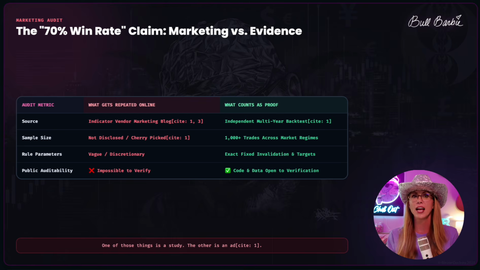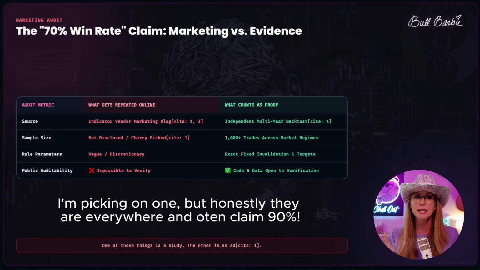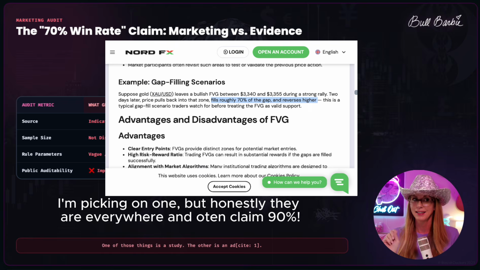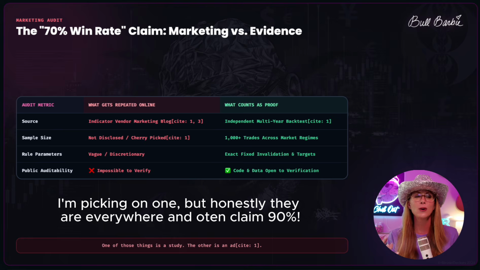Now, the part that should actually bother you is you've probably heard that fair value gaps fill around 70% of the time. So where does that number come from? An indicator vendor's marketing blog, the same company selling you the tool that detects them, is the one that put this information out, okay? There's no disclosed sample size, there's no published methodology, no one instrument, time frame, or date range that you could go check out yourself.